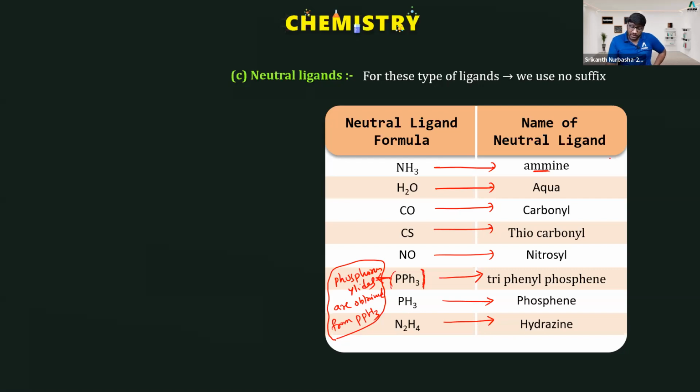Is that noted, students? All the set of neutral ligands. Note down this. We have to apply all this. The names you should not get confused about whenever we are doing the application part. PH3 is phosphine. PPh3 is triphenyl phosphine, NO nitrosyl. CS thiocarbonyl, CO carbonyl, H2O aqua. NH3 is ammine. N2H4 is hydrazine. Right?